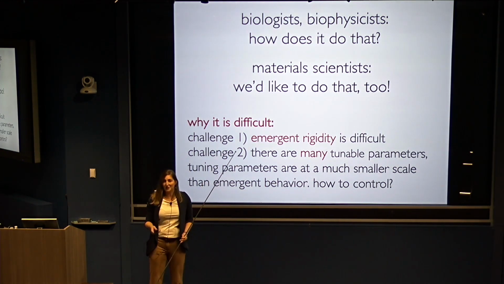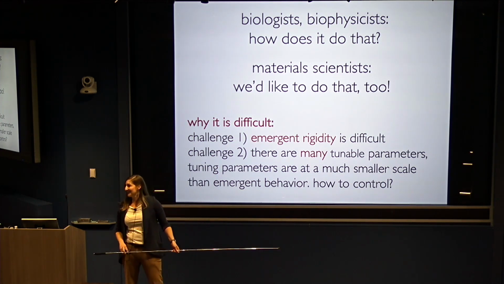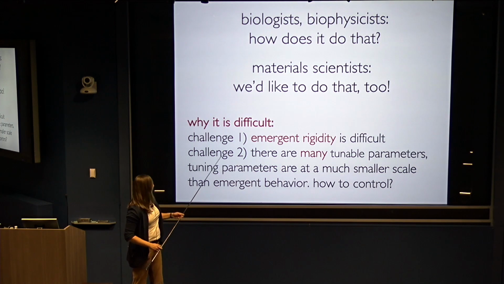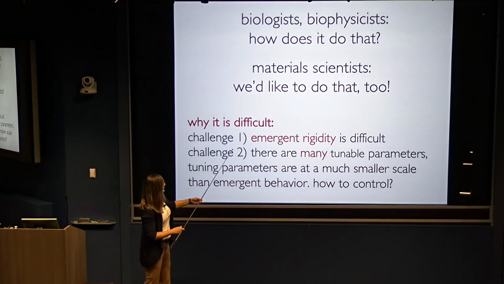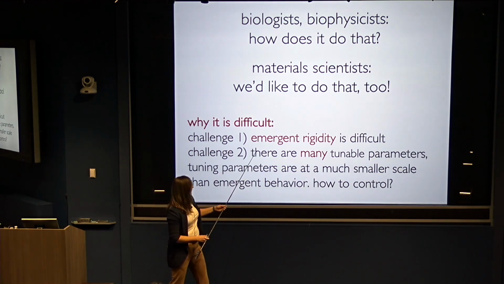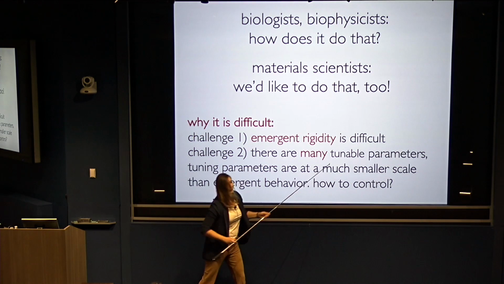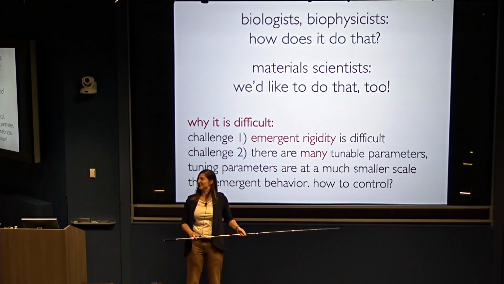Okay, so we want to do these things. We want to understand these things. So now I'm going to say why I think doing these things is difficult. I'll talk about it in terms of two challenges. The first challenge is what I'll call emergent rigidity, which is a difficult problem. I'll explain what I mean by this in just one slide. If we want to understand how something goes from floppy to rigid, it turns out it's really hard.